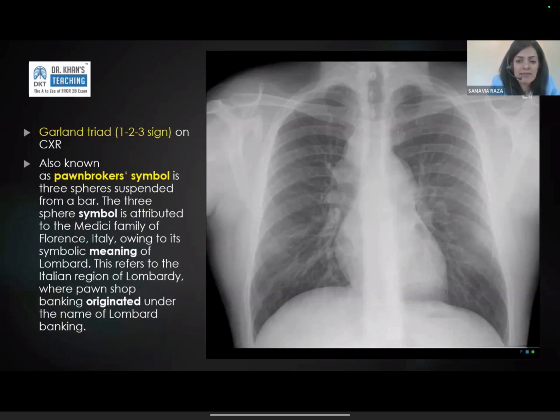Garland is a wreath or a string that is used to describe that appearance. This appearance is also called the pawnbroker symbol or pawnbroker sign. These two signs are just used to describe the very typical appearance of bilateral hilar and right paratracheal lymphadenopathy.